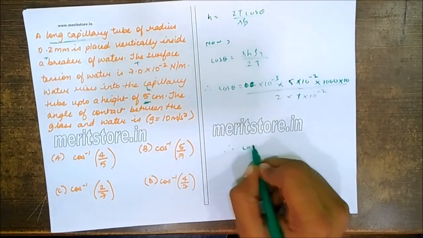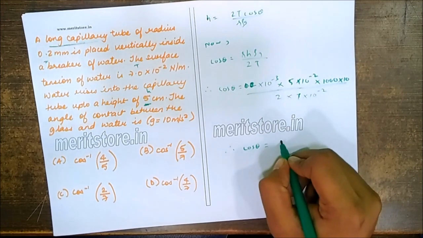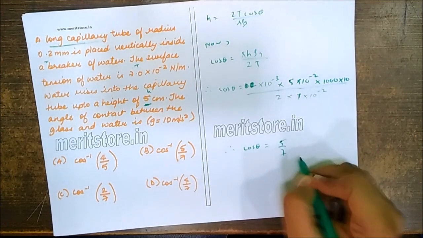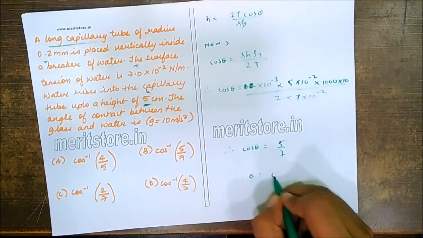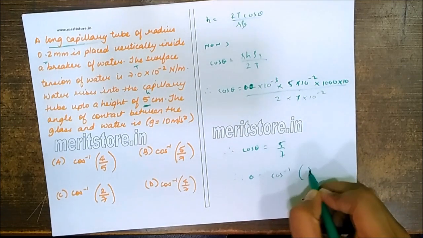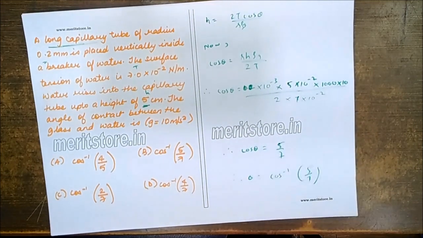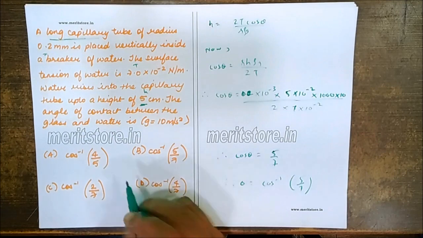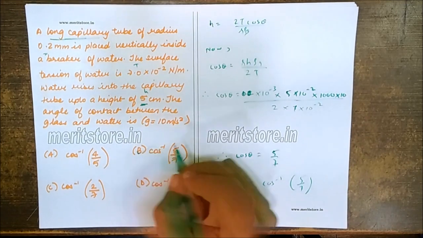So on solving we'll get cos theta as 5 upon 7. So theta is equal to cos inverse of 5 by 7. So cos inverse of 5 by 7 is option B.